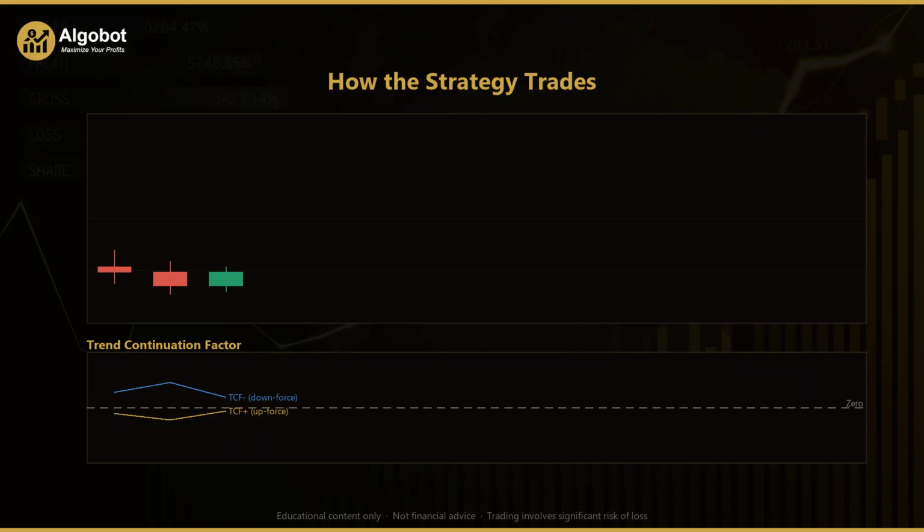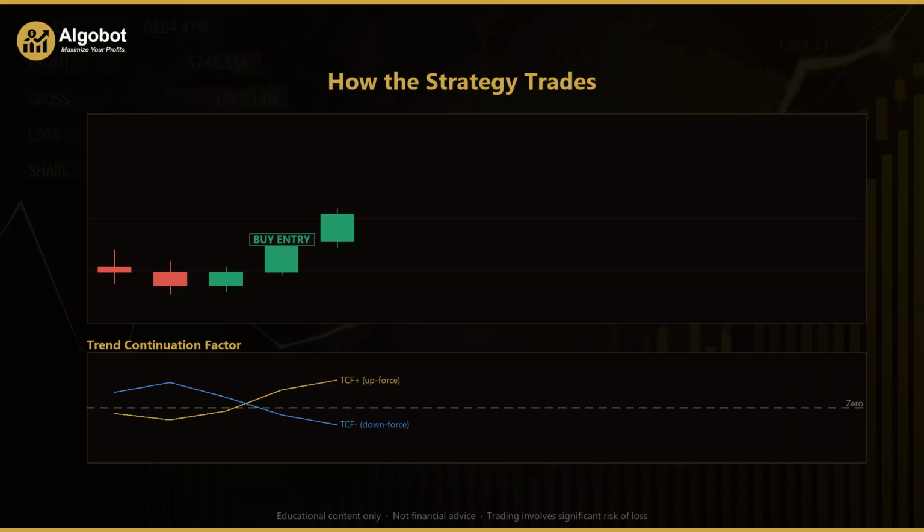Look at the first few candles on the left. Price is drifting gently lower, and you can see the down force leg sitting above 0 while the up force leg sits below it. According to the strategy's own definition, that combination describes a market leaning to the downside. There is no fresh transition yet, so the expert advisor simply waits and observes.